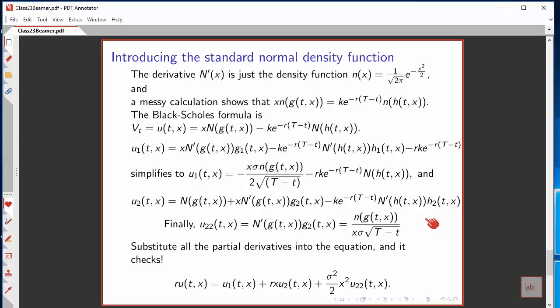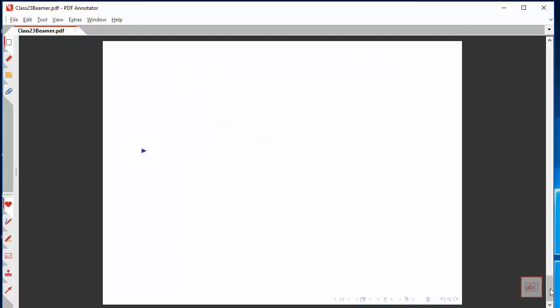Trust me, if you substitute all these partial derivatives into the original equation, it checks. If I take all these results and shove them in here, the right-hand side and the left-hand side are equal. We'll go over some of the more interesting details of this calculation in class, but I hope that will at least give you an overview of what's going on.